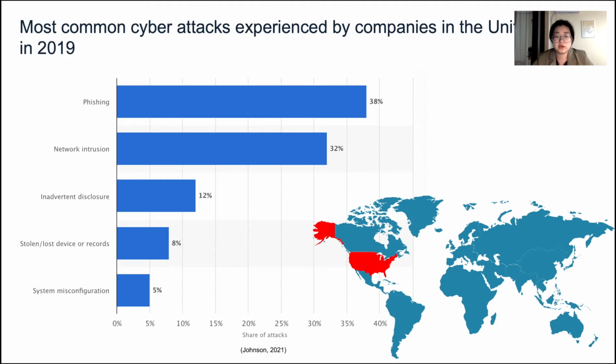We have also made some research from the perspective of the country. Firstly, focus on the US data. This chart shows the type of cybercrime attack most commonly experienced by companies in the United States in 2019. Phishing accounts for 38% of the data security incidents of US companies.